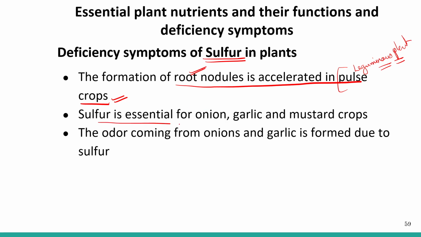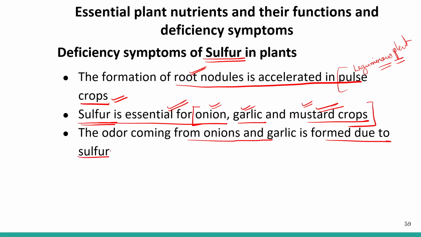Sulfur is essential for the onion, garlic and the mustard crop. So this is very, very important. The pungent smell that is present in the onion, garlic and mustard is due to the sulfur only. The odor coming from the onion and garlic is formed due to the sulfur. Very important.